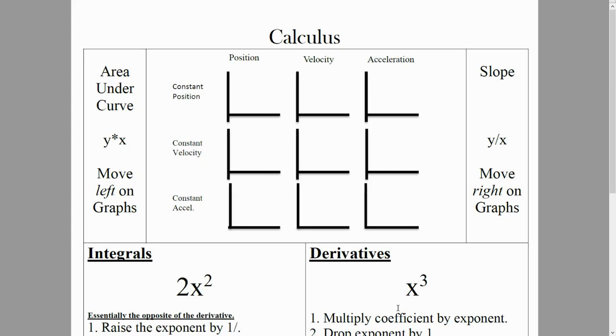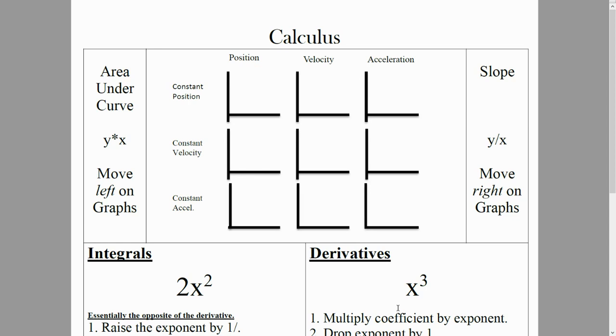So in this video, we want to talk about the basic calculus that we're going to use in the AP Physics class. And I want to run through some of these kinematic graphs again, just to refresh your memory on them. So when we have position, velocity, and acceleration, we have three sets of graphs we can talk about: constant position, constant velocity, constant acceleration.